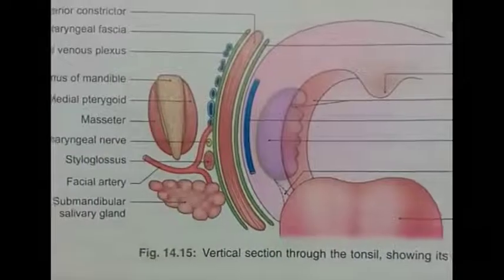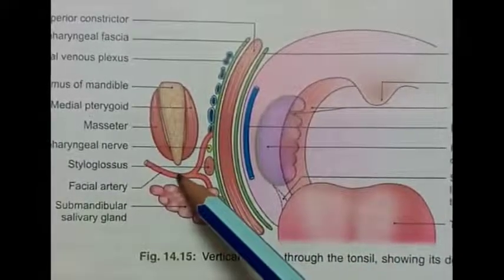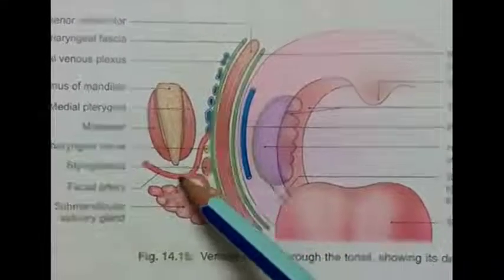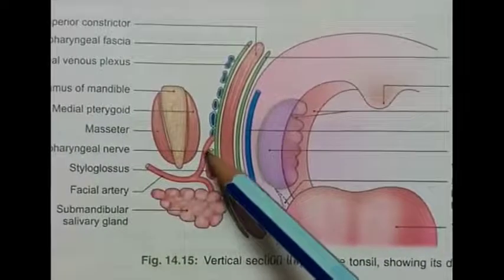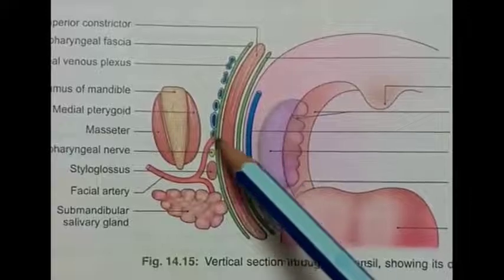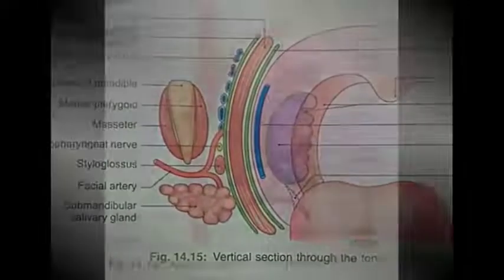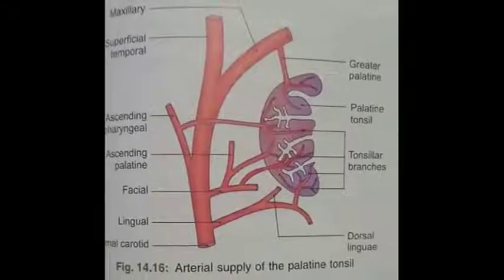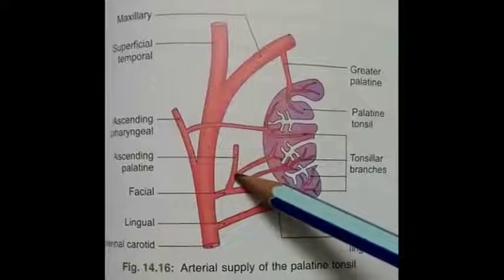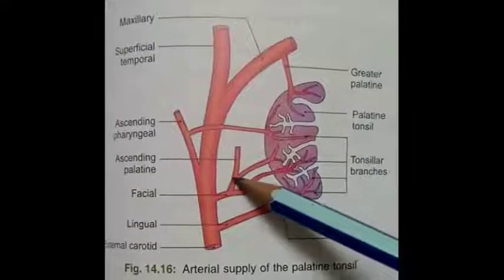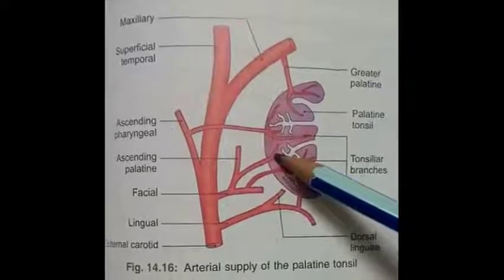Blood supply of the tonsil. The main source of blood supply to the tonsil is the facial artery. The facial artery gives a branch, the tonsillar artery. This tonsillar artery pierces the superior constrictor muscle and then enters the tonsil. Other arteries which supply the tonsil: the ascending palatine branch of the facial artery gives a branch, the tonsillar artery, to the tonsil.